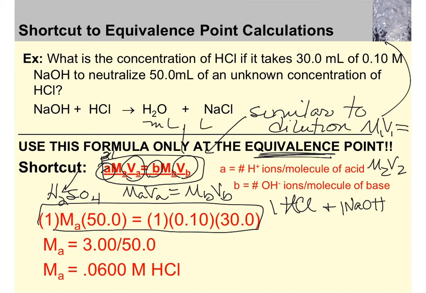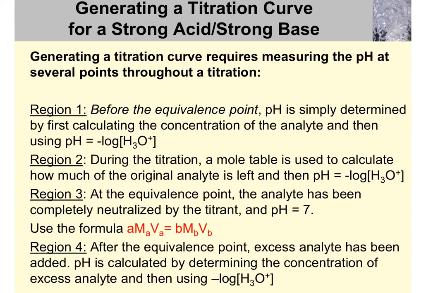You don't have to convert it to liters because the units are going to cancel out anyway. So plugging everything in, we get the exact same answer for the molarity of the unknown acid being titrated. So this tends to be an easier, quicker way to calculate information at the equivalence point.